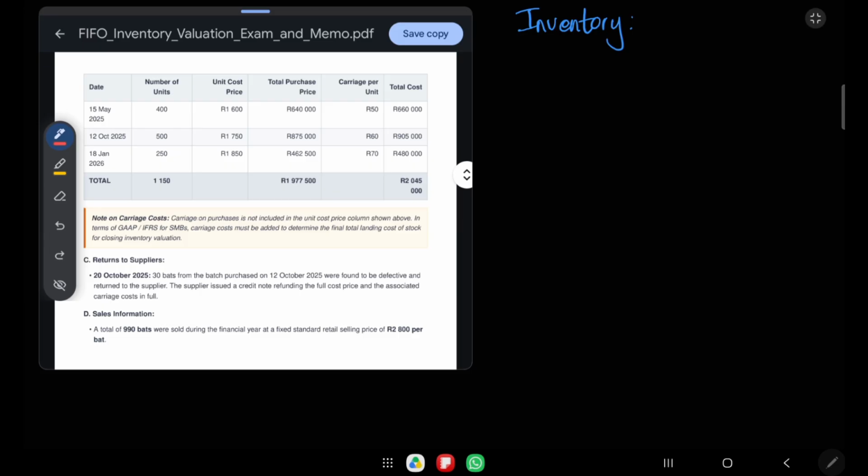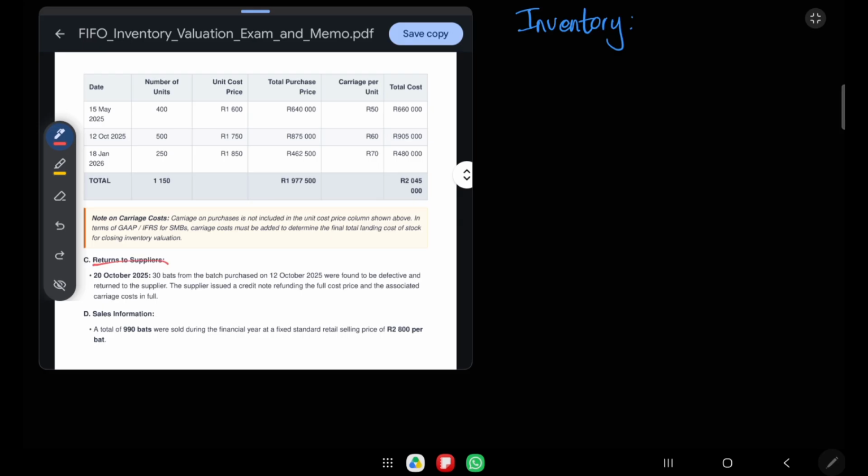Let's move to the note on carriage cost. Carriage on purchases is not included in the unit cost price column shown above. In terms of GAAP, IFRS and SMBs, carriage cost must be added to determine the total landed cost of stock for closing inventory valuation. What this basically means is that when we made our calculations, 400 times 1,600 didn't give us the total cost, because we had to add our carriage. We'll have to do that whenever we deal with questions under this table. That's why I'd recommend that you play around with your figures.